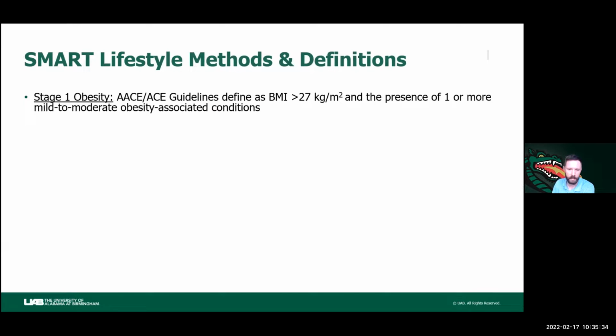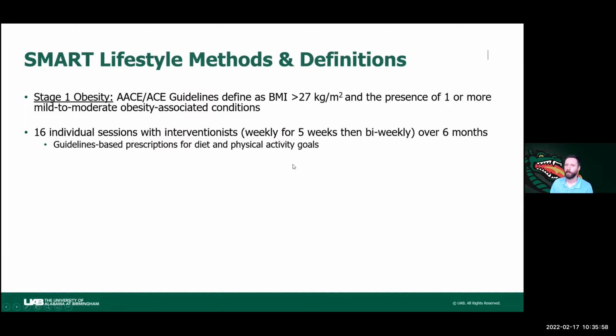So first of all, what is stage 1 obesity? For those who might know, we follow the AACE guidelines on this. That is a BMI of 27 or greater and the presence of 1 or more mild to moderate obesity-associated conditions. So it's not just saying a BMI of 30 or above, it's overweight or obese plus having some mild to moderate associated conditions, mostly metabolic conditions.